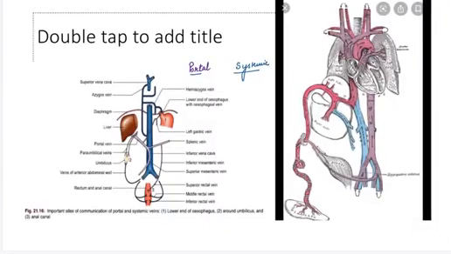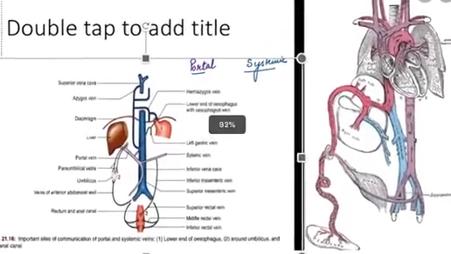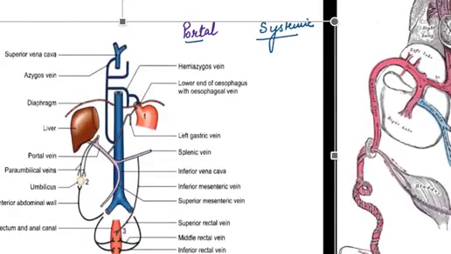Now, if we look at this diagram, it will be easy for you to understand the various sites of the portocaval anastomosis. Whenever we are discussing, for example, when it comes as a short note on the portocaval anastomosis and its clinical significance, you will have to mention the different sites of the portocaval anastomosis and the different vessels that come together to form this anastomosis. So you will have to mention the portal part and the systemic part of the portocaval anastomosis. Now to discuss this in detail, let us look at this diagram.